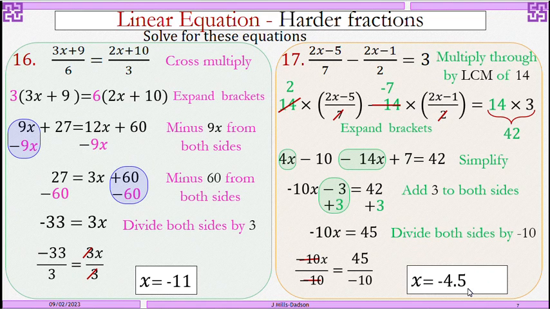as negative 45 over 10, which could be simplified by dividing both numerator and denominator by 5, it becomes negative 9 over 2. That's also accepted.